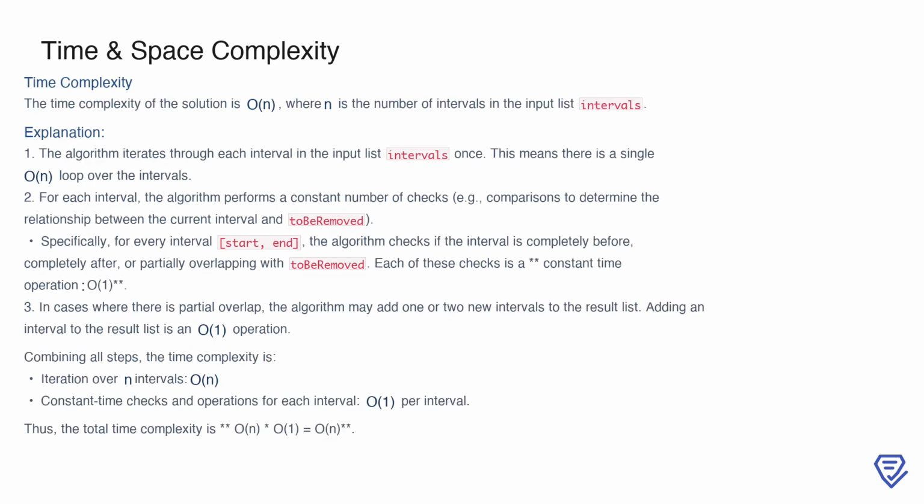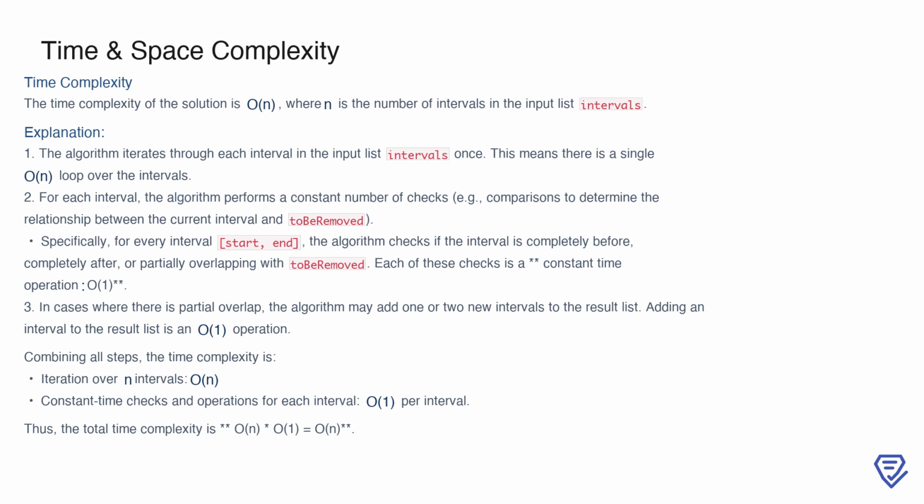The time complexity of this solution is O(n), where n represents the number of intervals in the input list. This is because the algorithm iterates through each interval exactly once, making it a single O(n) loop. For every interval, the algorithm performs a constant number of checks, such as determining whether the interval lies entirely before, entirely after, or partially overlaps with the interval we want to remove.